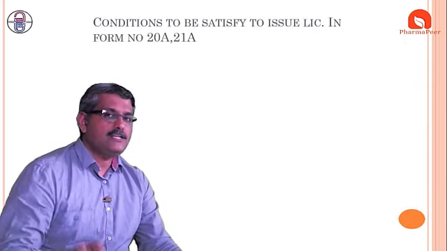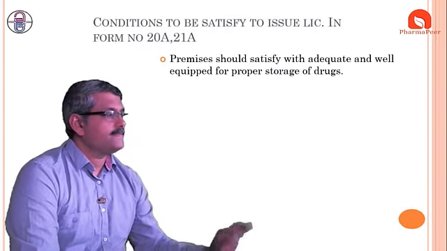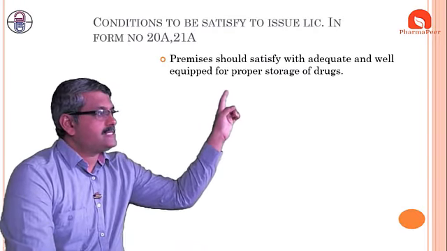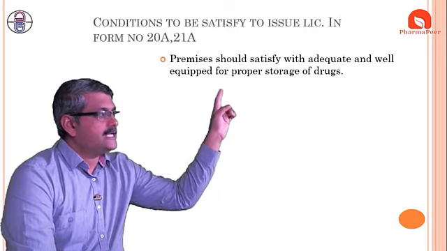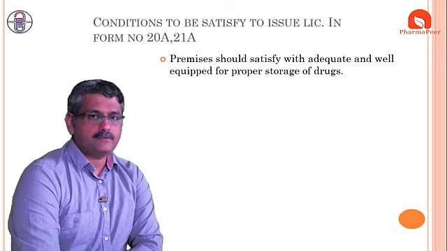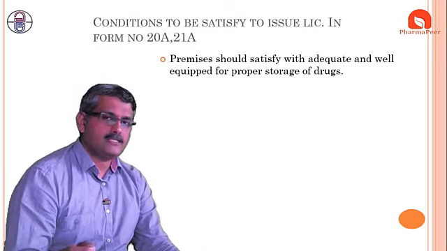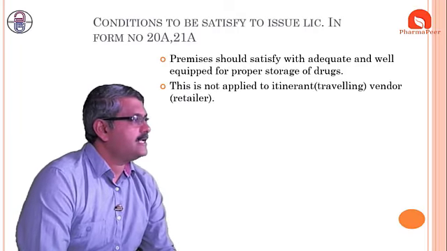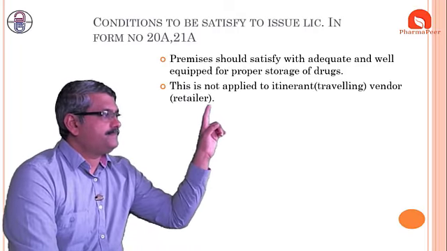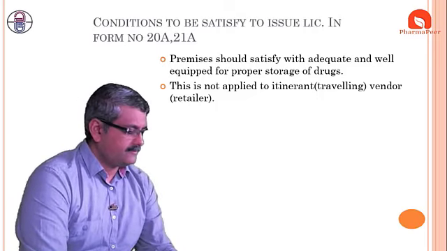Then what are the conditions of the restricted license? The premises should be adequate and well equipped for the storage of the drugs. Next, some conditions are common, which we have to fulfill. Next, this does not apply to the traveling vendor or the retailer.